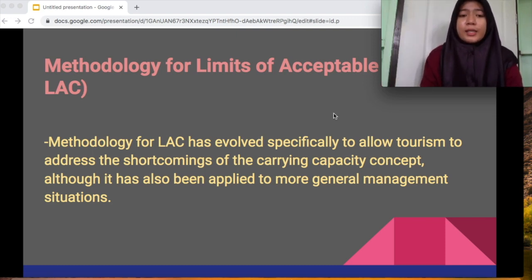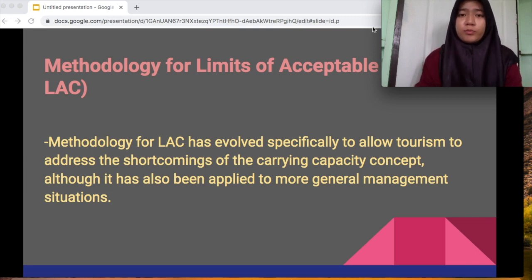The LAC approach forces the manager to come to grips with the details of management in a way that goes far beyond any simple number of overall carrying capacity. In addition, by setting limits of acceptable change that involve as many stakeholders as possible, the manager acquires much more credibility when they require management changes that affect other people, such as operators, guides, and also community people.